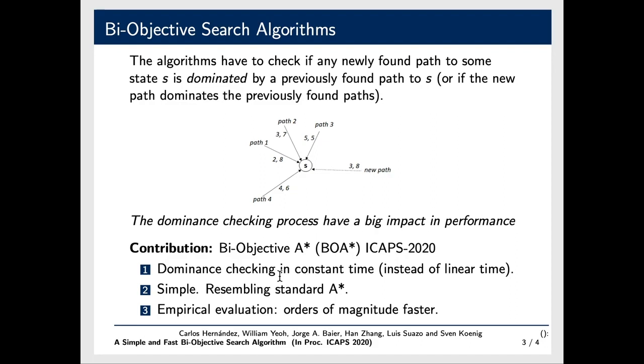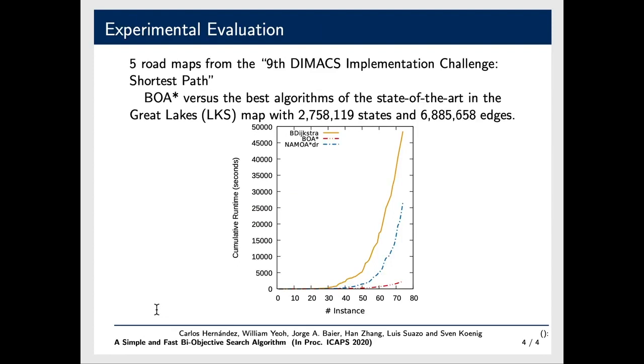Another feature of our algorithm is that it's quite simple. If you look at the pseudocode, it will resemble A star pretty much with a few changes, unlike other algorithms that need specialized data structures that are not related to aspects that you usually see in A star. Finally, in our empirical evaluation, which I'm going to show you a little bit of now, we show quite significant improvements with respect to the state of the art. We actually compared on 5 roadmaps of this competition.